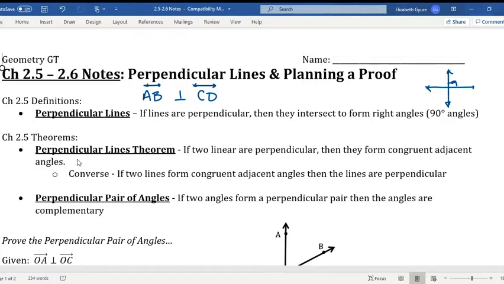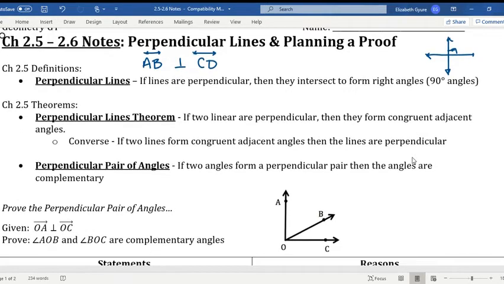Couple theorems. Perpendicular lines theorem. That says if two lines are perpendicular, then they form congruent adjacent angles. All this is saying is basically what we just said, that if you have your perpendicular lines, won't all of your adjacent angles be 90 degrees? So they're all congruent. That's all that theorem is saying. Again, that should say lines, not linear.